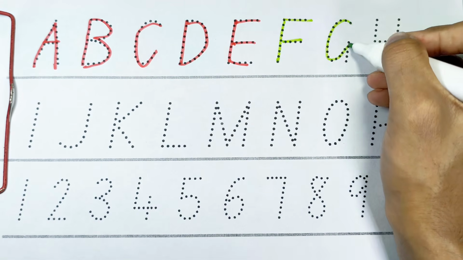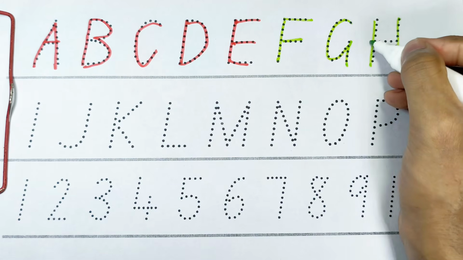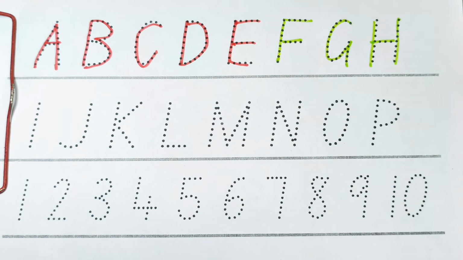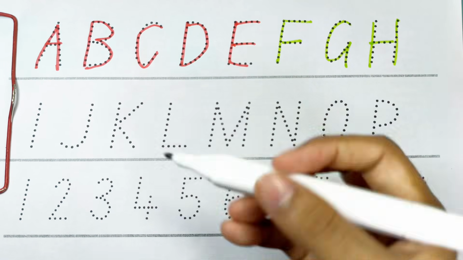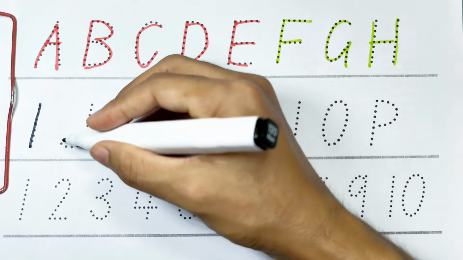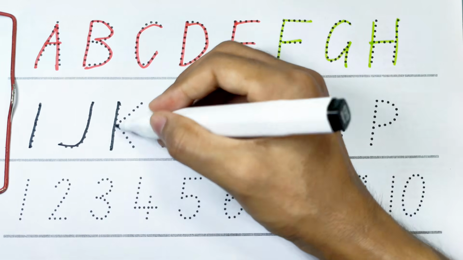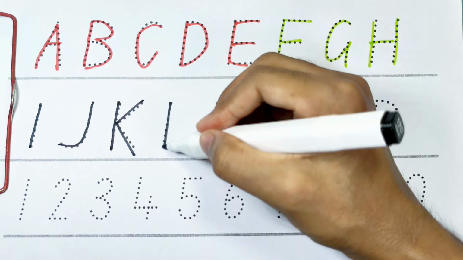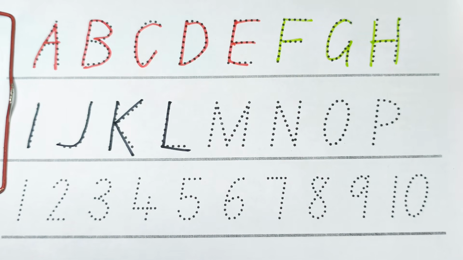Now we're writing the alphabet of G. G for God. And the next one is H. H for hand. Now we're writing the alphabet of I. Yes, black color. I. The next one is J. J for jackfruit. K. And the next one is L. L for lion, L for lemon.